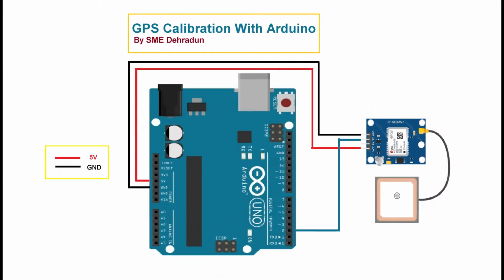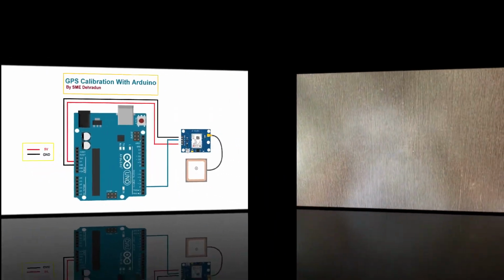breadboard and few jumper wires. And this is the circuit diagram. You need to connect your hardware according to this circuit. So let's connect the hardware first.